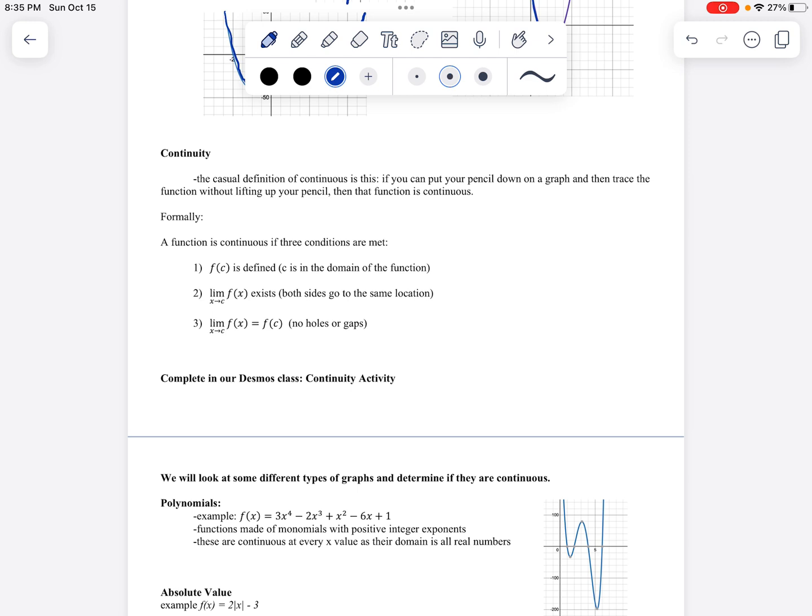First of all, the function has to be defined. So you can't have division by 0, you can't have square root of a negative number. The function is defined for all the values in its domain. Second, the limit as x approaches some value c exists. Both sides go to the same location.